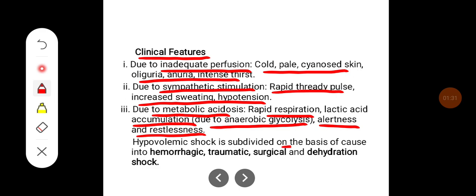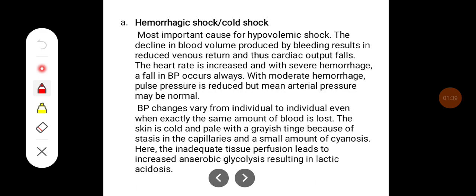Hypovolemic shock is subdivided on the basis of cause. That is, it can be hemorrhagic, traumatic, surgical, and dehydration shock. Hemorrhagic shock, also called cold shock, is the most important cause of hypovolemic shock. The decline in blood volume produced by bleeding results in reduced venous return, and thus cardiac output falls.